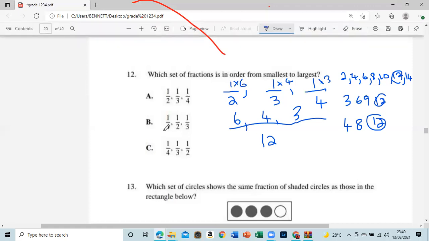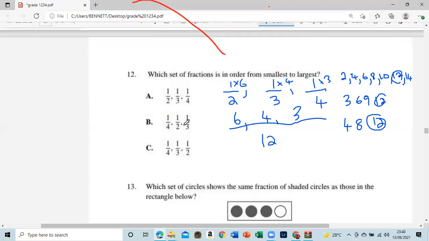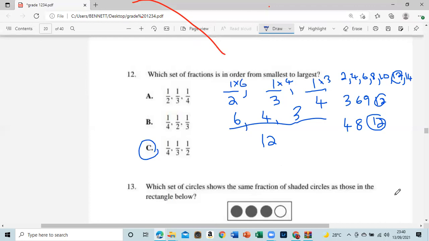So that would be B, says a quarter, followed by a half. Oh, 1/3 rather, this is C. Sorry about that, guys, I was looking at the wrong options, all right?